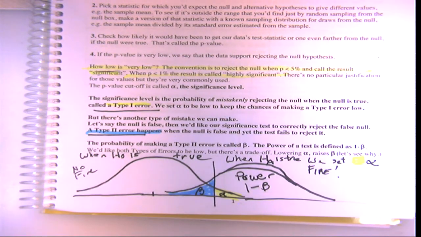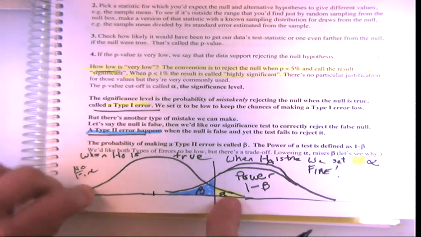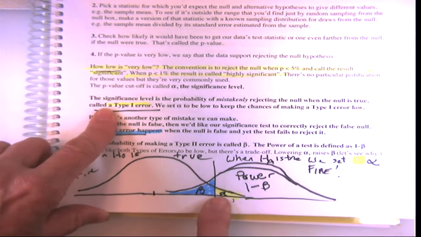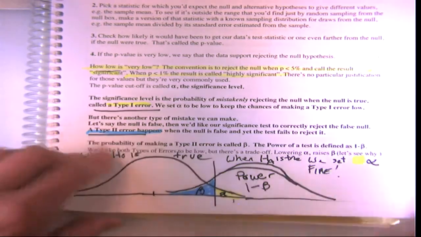All right? Does this make sense? Any questions on this? Okay. So we have beta, we have alpha. This is the probability of a type 2 error. This is the probability of a type 1 error. And the power is 1 minus that.